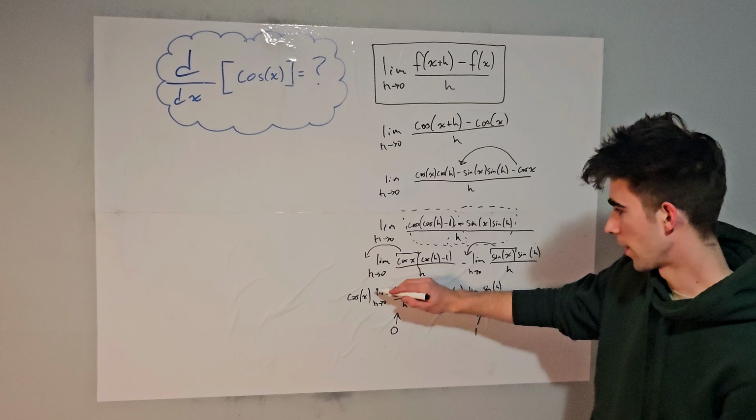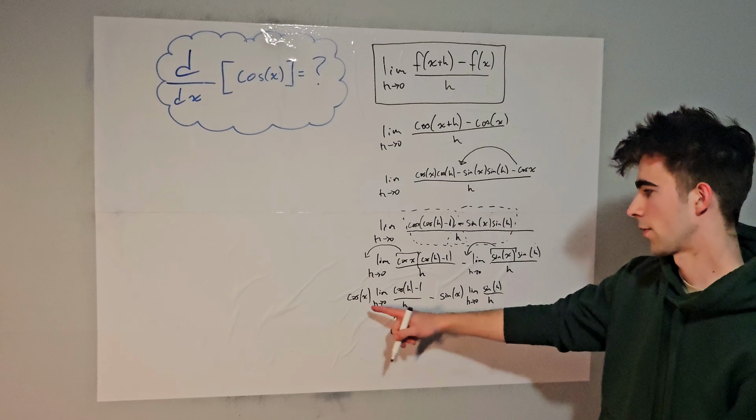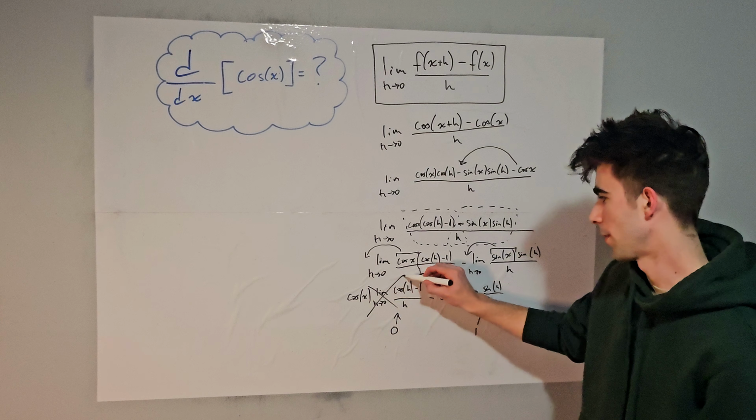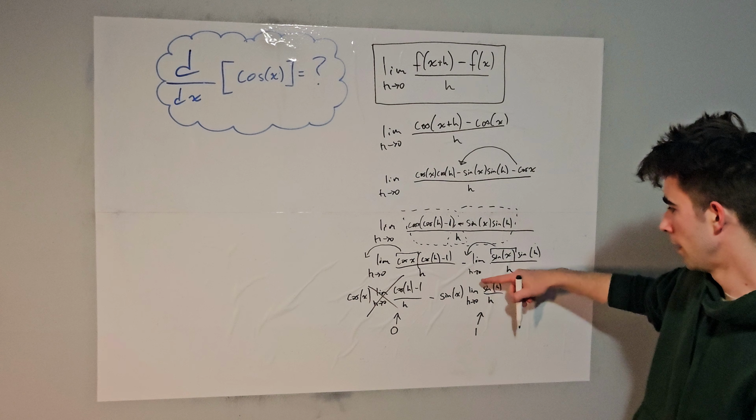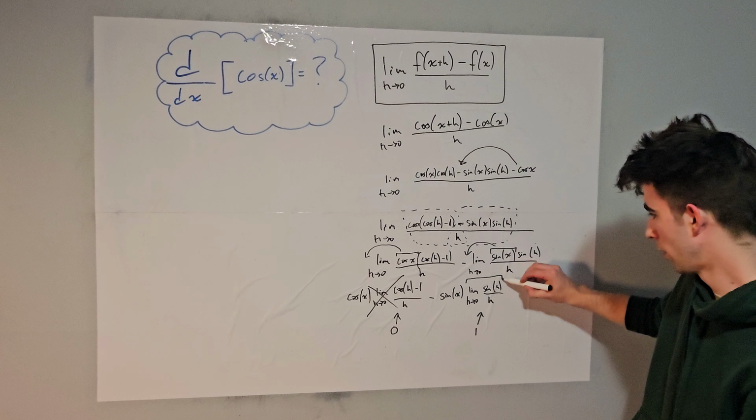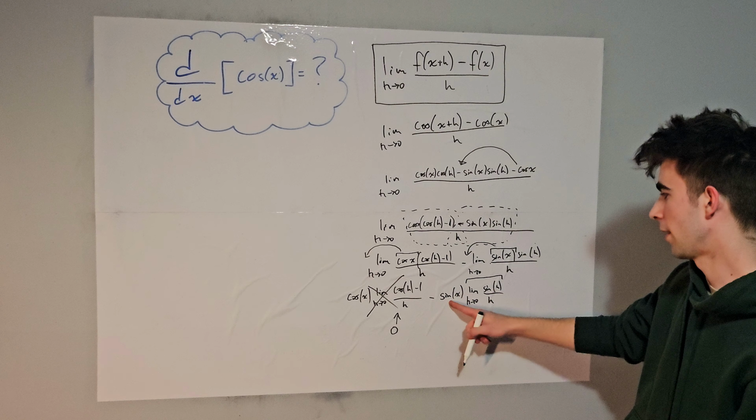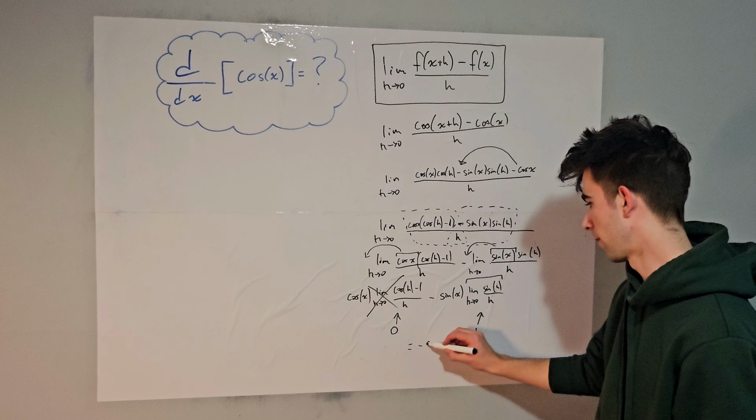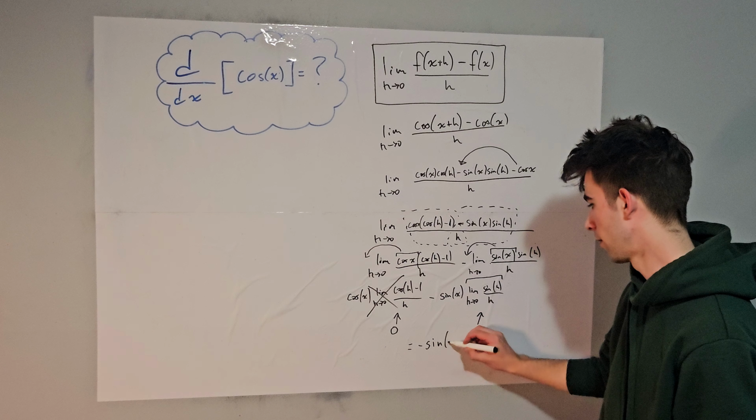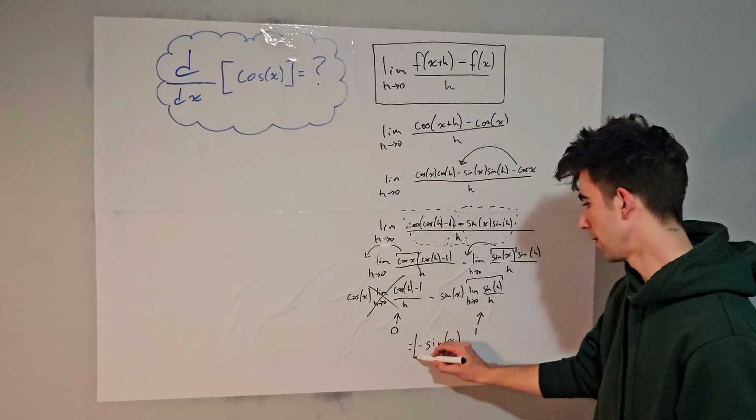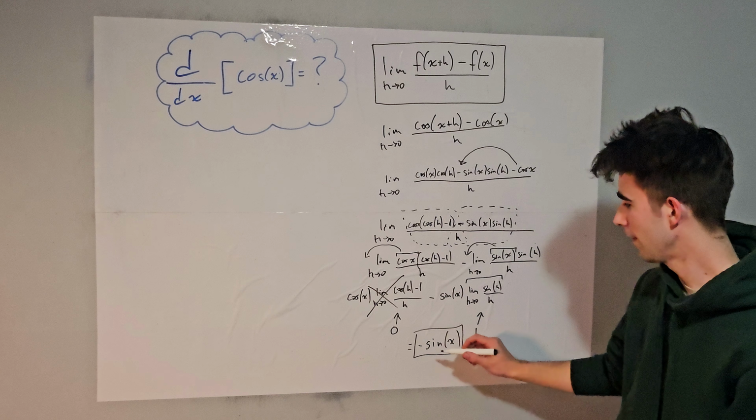If this limit right here evaluates to 0, 0 times cos x is just going to be 0. We don't have to worry about that. If this is 1, this whole chunk here, 1 times negative sine x will just give us negative sine x. And that is going to be our derivative of cos x.